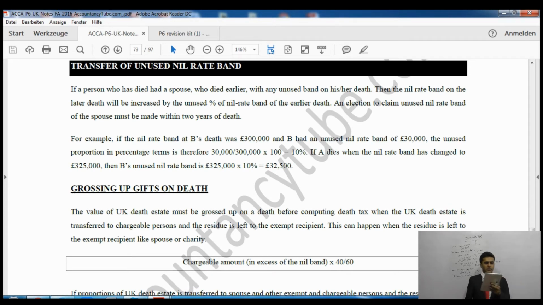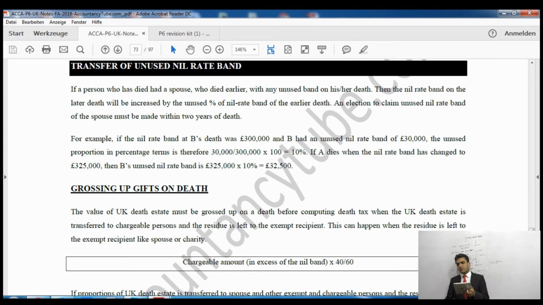If a person who has died had a spouse who died earlier with any unused nil rate band on his or her death, then the nil rate band on the later death will be increased by the percentage of the nil rate band of the earlier death. Right? So it will basically be a percentage.